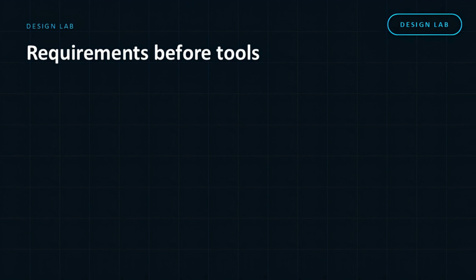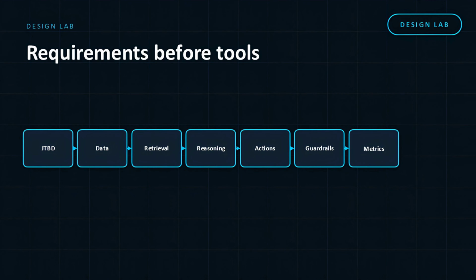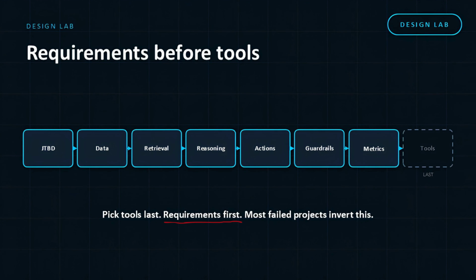The order you design these in matters. Before you pick a vector database or a model vendor, answer these in order: jobs to be done, data sources, retrieval needs, reasoning needs, actions the system can take, guardrails, then metrics. Tools come last, requirements come first. Most failed projects invert that.